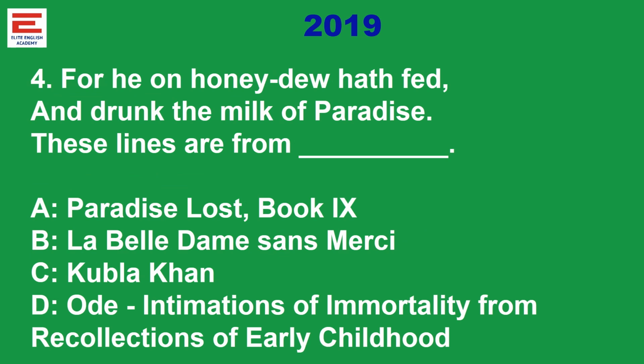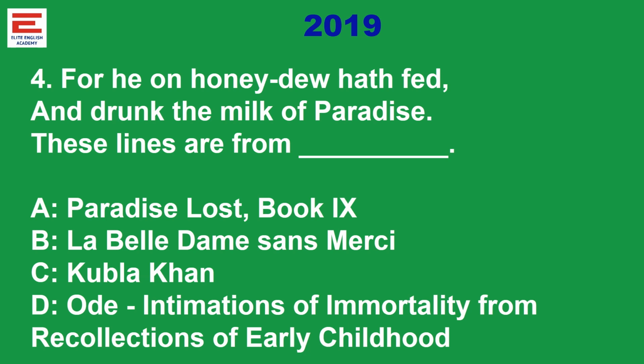Next question: "For he on honey dew hath fed and drunk the milk of paradise." Again, this is a very difficult question, because the previous line was easy and very famous, whereas this one is not very famous, but it is also part of the text from one particular poem. The options are Paradise Lost Book 9, La Belle Dame Sans Merci, Kubla Khan, and Ode: Intimations of Immortality.